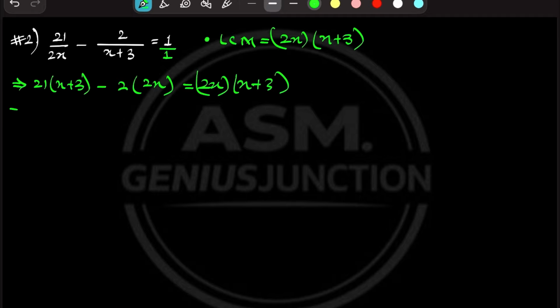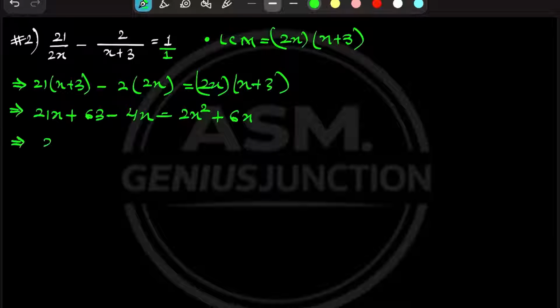Okay. Let's quickly open up the brackets. So this is 21x plus 63 minus 4x gives you 2x square plus 6x. Okay, in the next step, we will be shifting all the terms to the right hand side. So 6x plus 4x will give you 10x, and 10x minus 21 will give you minus 11x.